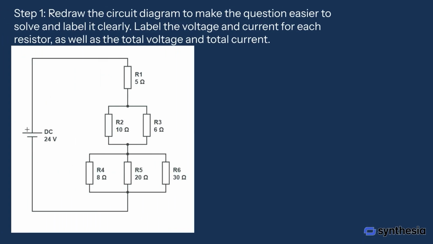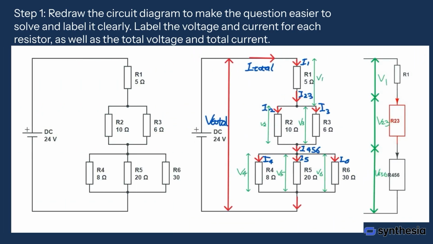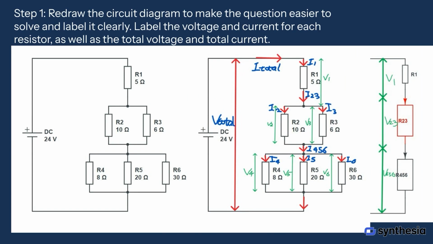Step 1. Redraw the circuit diagram to make the question easier to solve and label it clearly. Label the voltage and current for each resistor, as well as the total voltage and total current. We can think of the equivalent parallel resistance R23 as a single, larger resistor that combines the effects of R2 and R3 in parallel. Similarly, R456 represents the combined effect of R4, R5, and R6 in parallel. By grouping them as R23 and R456, we simplify the circuit, making it easier to calculate the total resistance and current. After proper labeling, we can easily identify some key relationships.